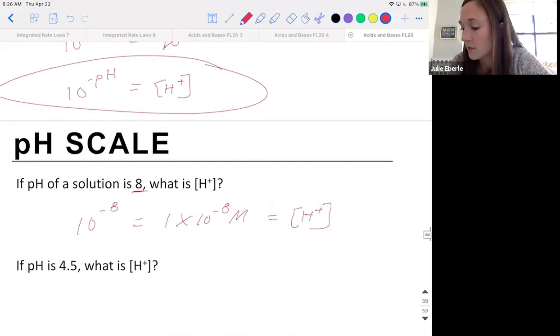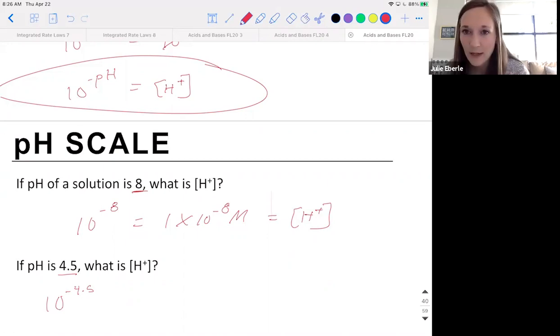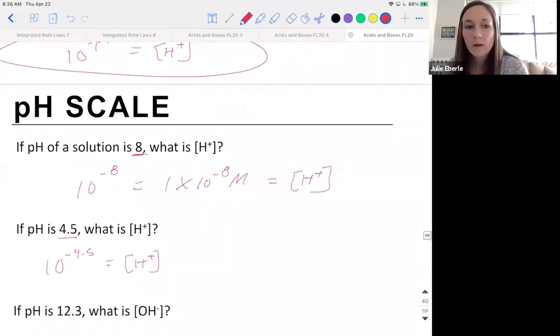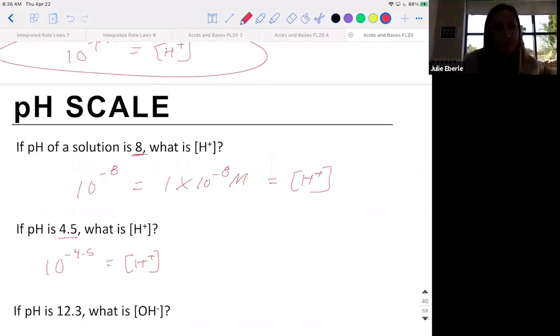But now look at the very next one. Now we have 4.5. Same thing here, you're just going to do 10 to the negative 4.5. When you punch this into your calculator and hit enter, it's going to give you a different value. Because we don't like decimals in our exponents, you can't keep a decimal in your exponent. You have to put this in your calculator, hit enter, and it's going to give you a different value. What do you get? 10 to the negative 4.5.